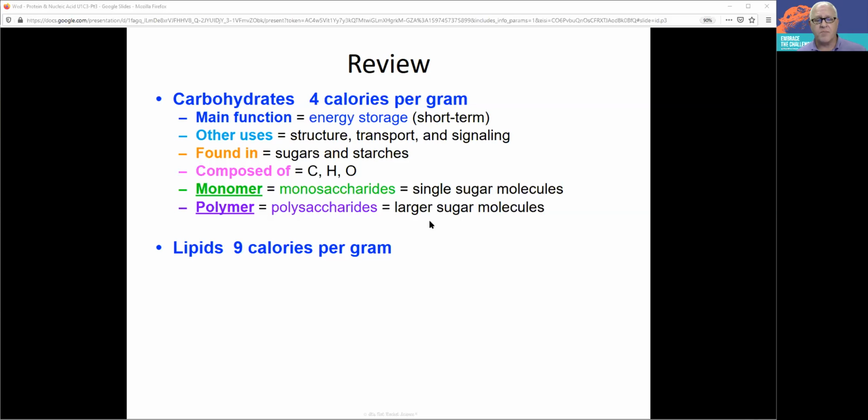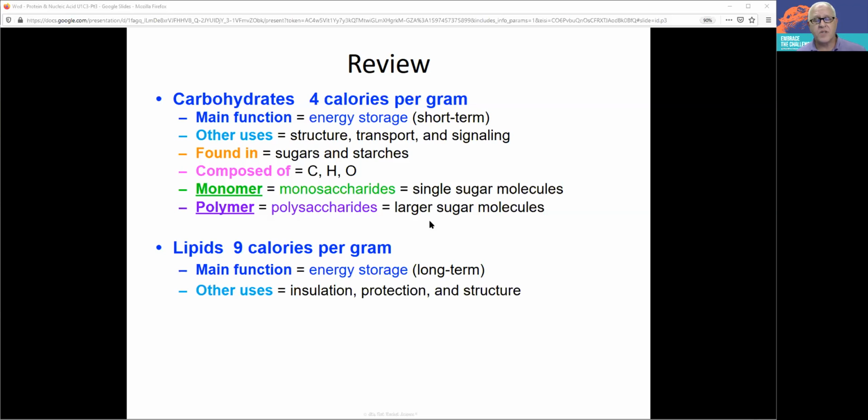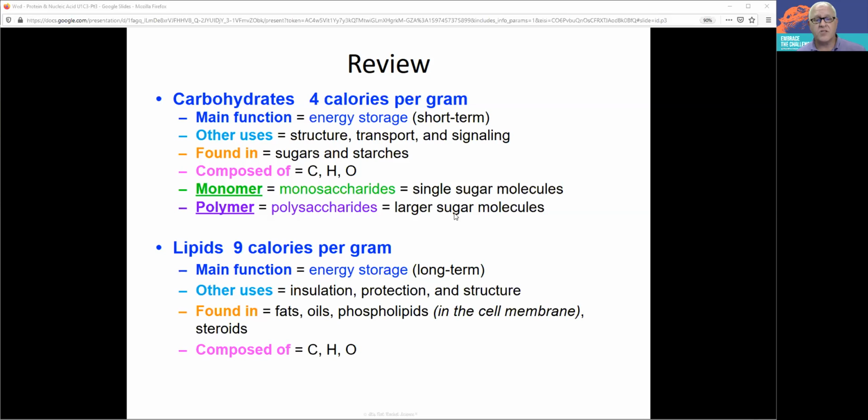And then we have our friend, the lipids. The lipids provide 9 calories per gram of energy, and their main function is energy storage on a long-term basis. Some other uses are insulation, protection, and structure of the cell. You find lipids in fats, oils, the phospholipids in the cell membrane, and steroids. It's also composed of carbon, hydrogen, and oxygen. Its monomer is the fatty acid, and its polymer are the triglycerides.